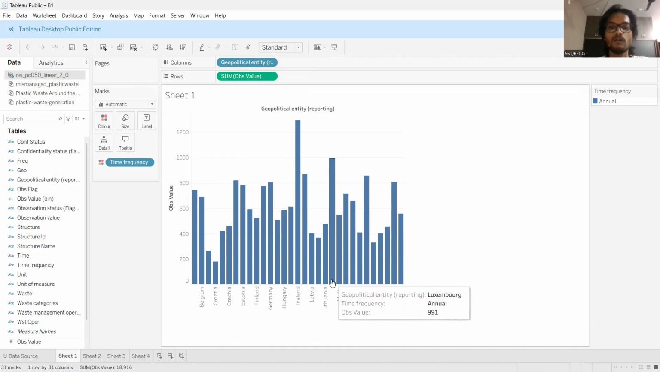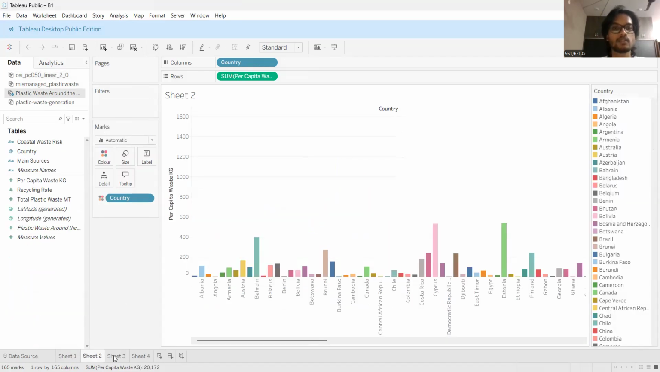Overall, the sheet highlights that plastic waste is not evenly distributed across countries, and some nations contribute far more than others. The second image focuses on per capita plastic waste generation. The second chart shows per capita plastic waste generation, that is plastic waste in kilograms. What is very important in this chart is that it allows us to compare countries regardless of population size.